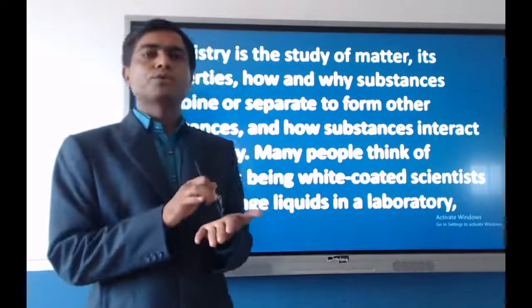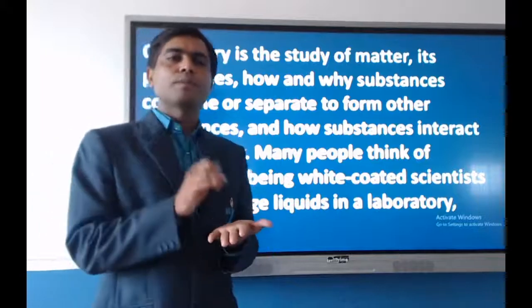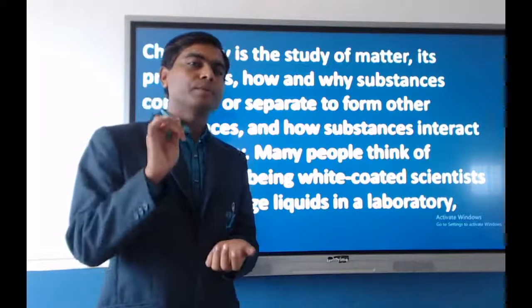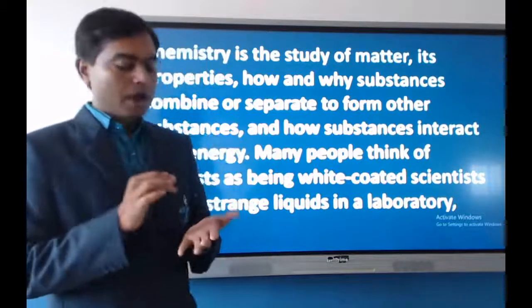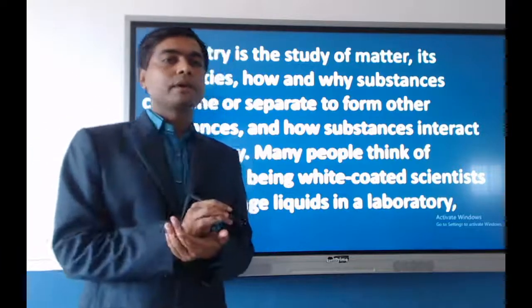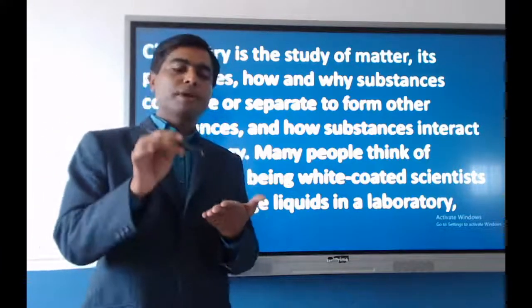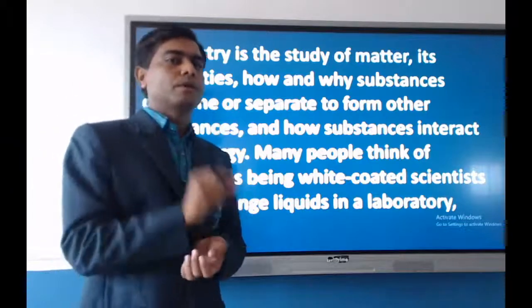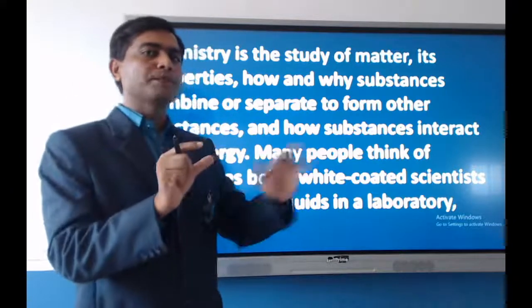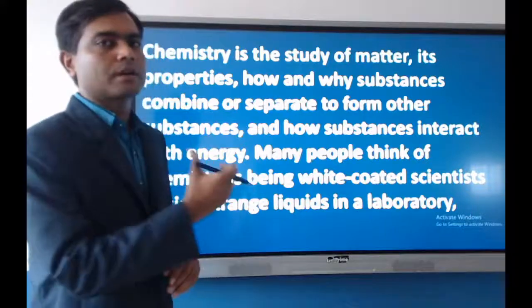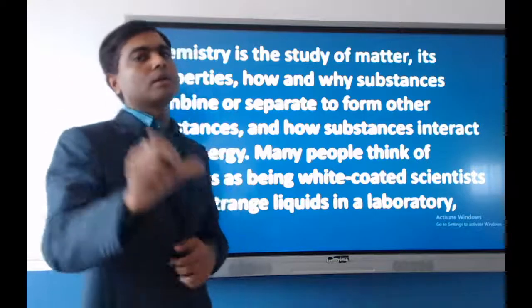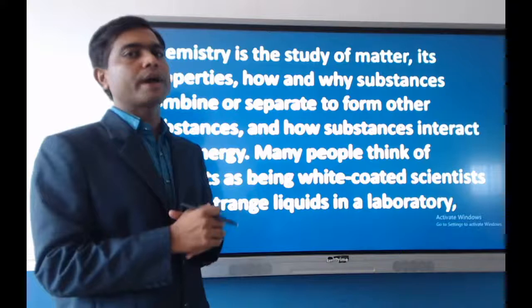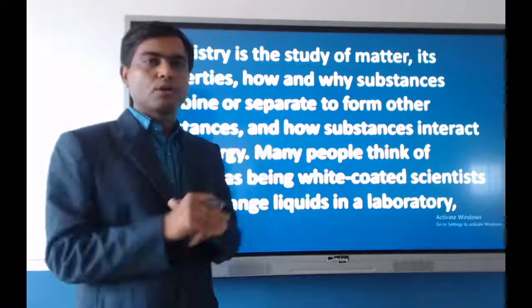And when you use soap for bathing, that soap is also made up of a basic compound called NaOH. And the clothes we are wearing may be cotton, nylon, polyester, whatever it may be. You can see the word polyester. Poly means many, ester means it is a chemical compound. Nylon is obtained from the compound adipic acid. We know the nylon groups also.